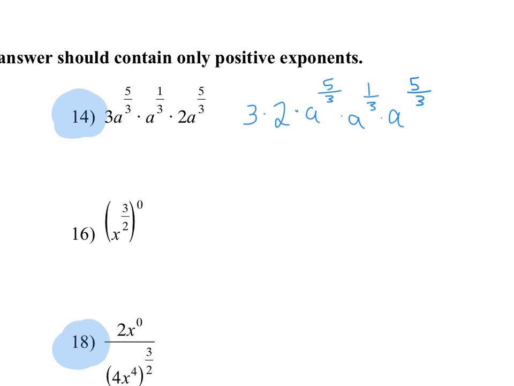Well, right away I can multiply 3 times 2. I know that's going to be 6. And then I can simplify all my a's here. Well, I have 5/3, 5/3, and 1/3. That's a total of 11/3.